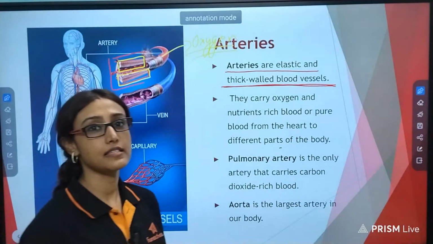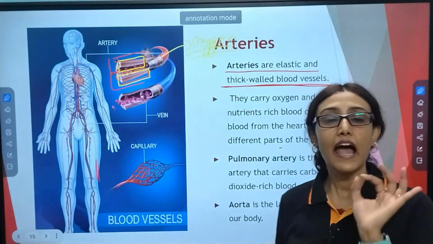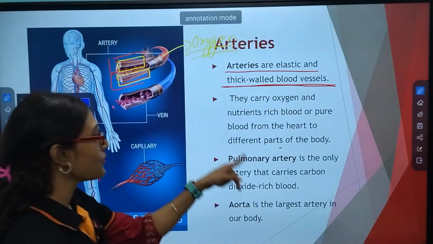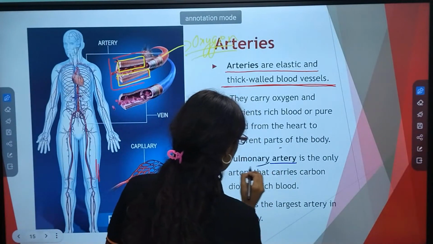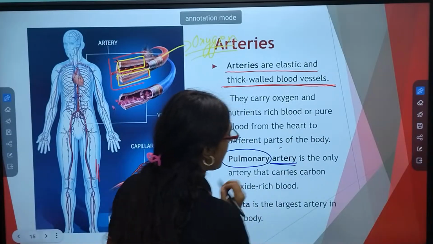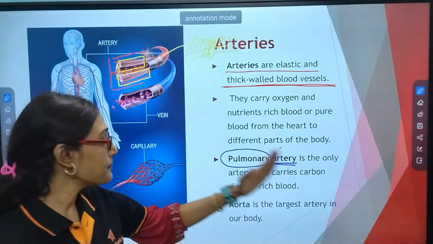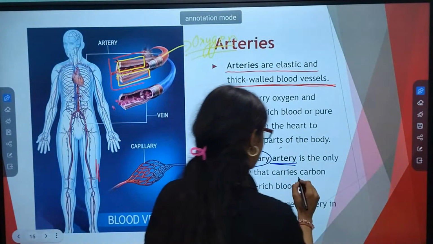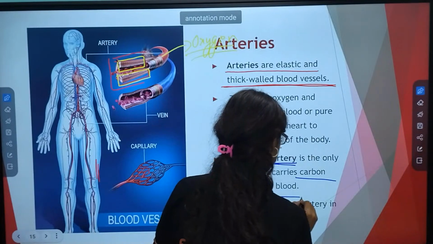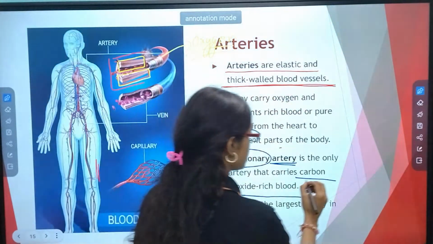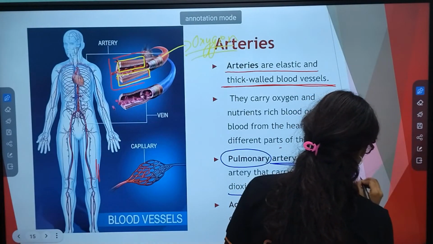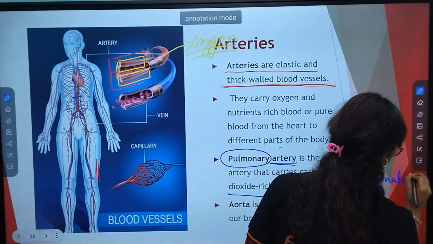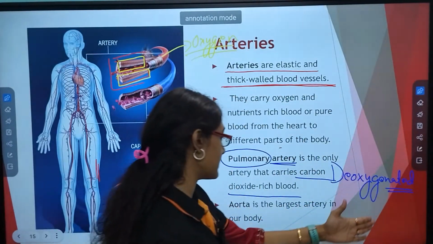Now there is an exception. That exception is known as the pulmonary artery. You just have to add the word pulmonary in front of artery. When you add pulmonary, what does this artery carry? This artery will carry carbon dioxide-rich blood, or deoxygenated blood. Deoxygenated blood means no oxygen, and the amount of carbon dioxide is more here.